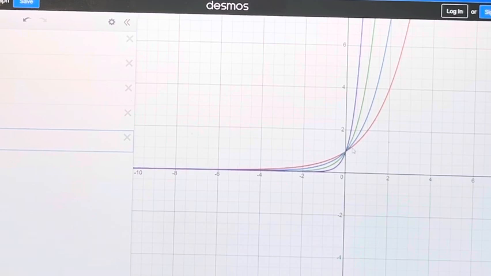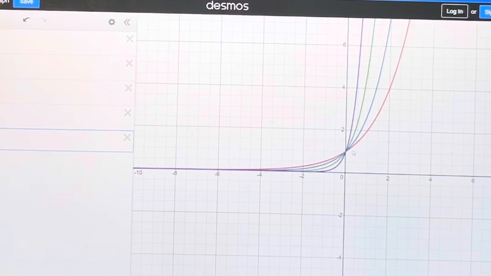In red here, we have 2 to the x. We can see that it increases slower than the others. Then we have e to the x, and 5 to the x, and 20 to the x. What we can see is that the higher the base, the quicker it increases. That makes sense. 20 to the 10, for example, wherever that is, far off the graph, is a lot bigger than 2 to the 10.